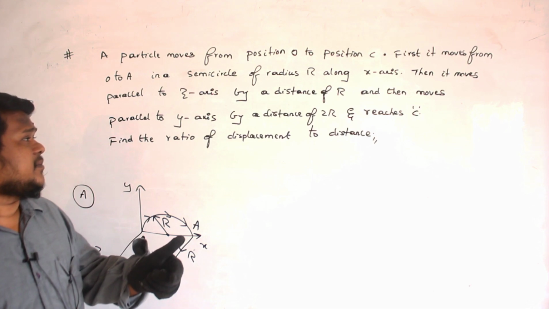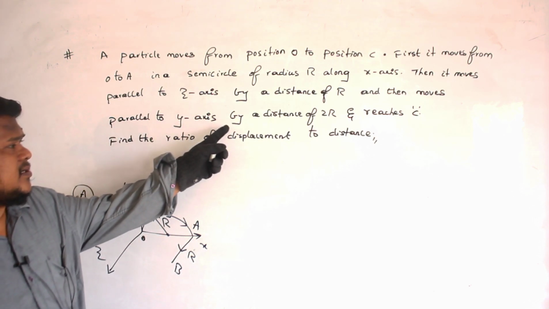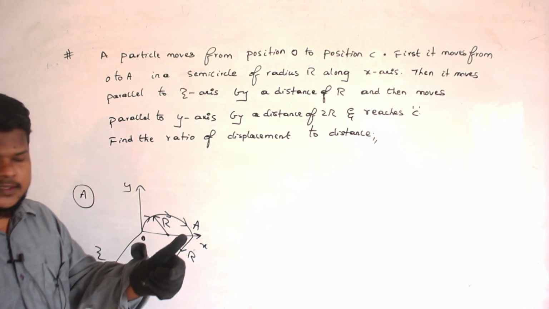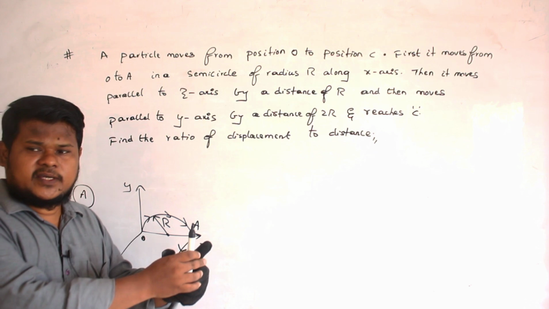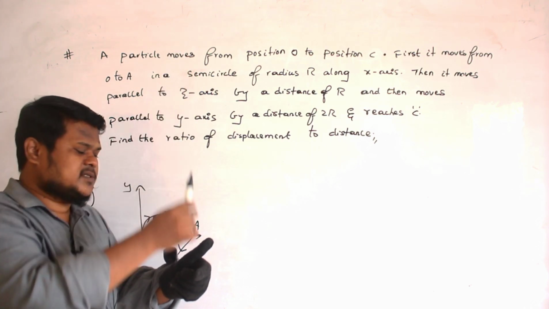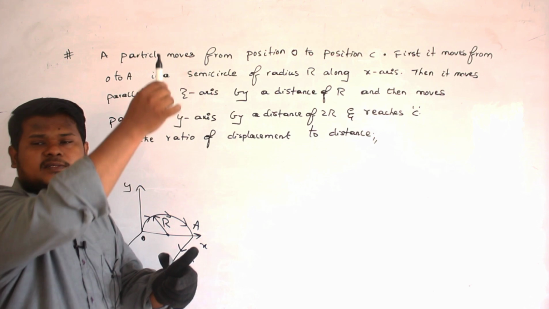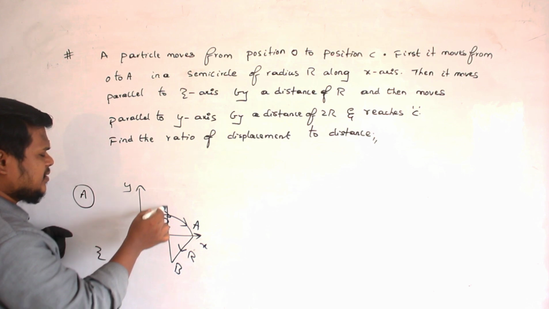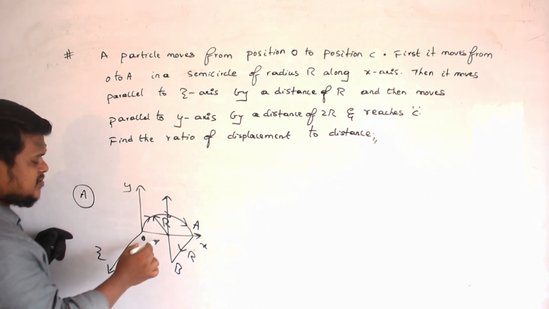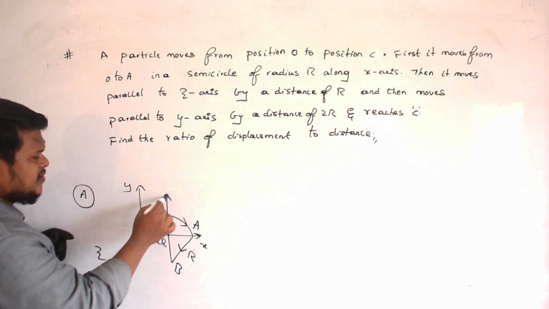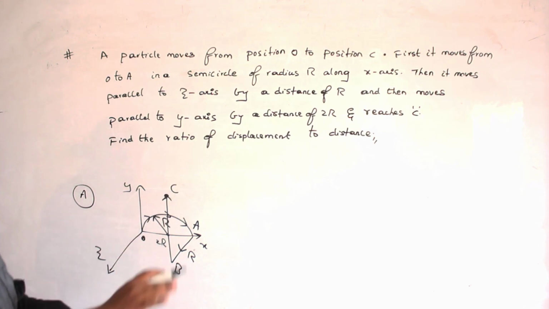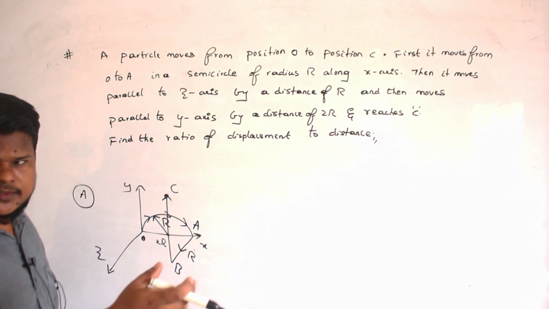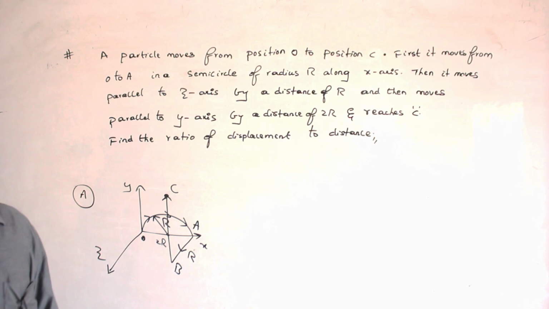Clear, no? And from here again he is traveling parallel to y-axis by a distance of 2r. So first like this, then like this, then he is traveling parallel to y-axis. Where is the y-axis? Y-axis is like this. It means he is traveling like this. And how much distance is he traveling? 2r distance. From here again he is traveling parallel to y-axis by a distance of 2r, and finally he reached this point C. This is the given question. First along x-axis in a semicircle, then parallel to z-axis, then parallel to y-axis. That is the given condition.